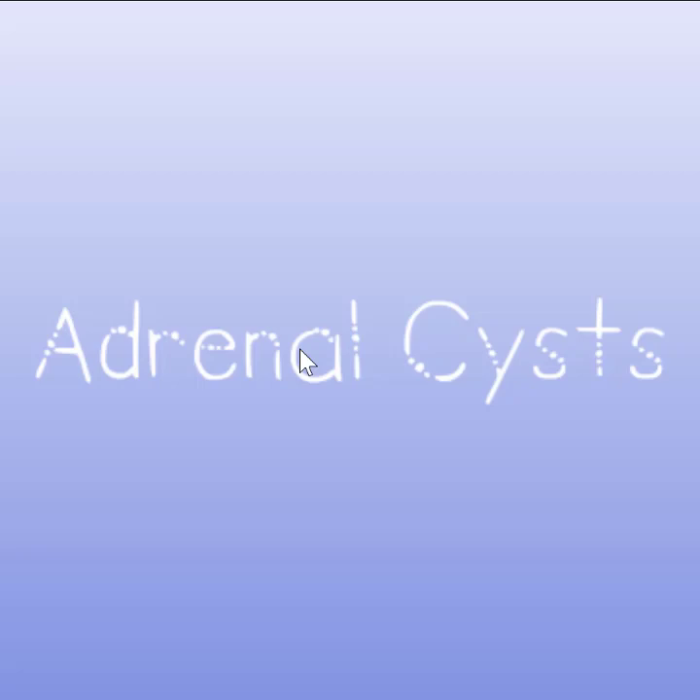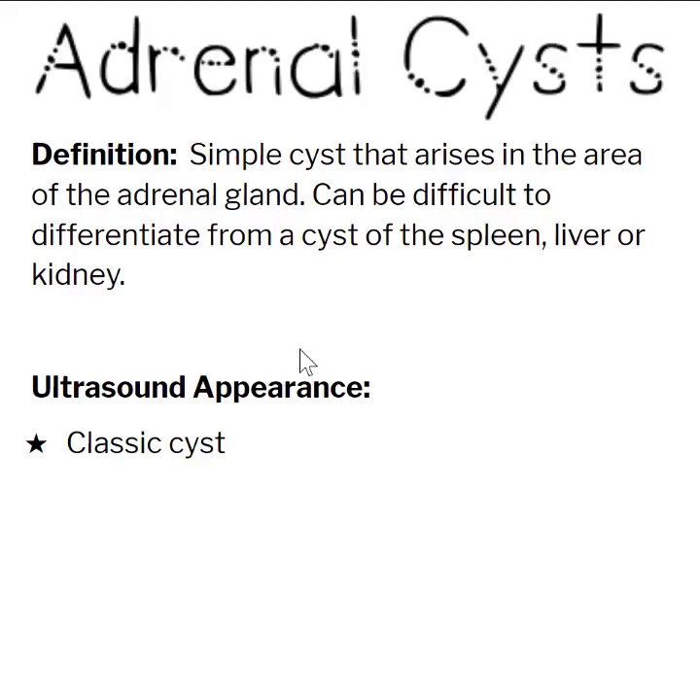Next up, we have adrenal cysts. Just like cysts anywhere else in the body, the adrenal glands can also develop cysts. So these are simple cysts that arise from the adrenal gland. They can be rather difficult to differentiate: is it in the kidney, or is it in the spleen, or is it in the liver? So again, if it sits in the area that we would expect the adrenal gland to be, we might think, yes, that is an adrenal cyst, but again, hard to definitively diagnose.